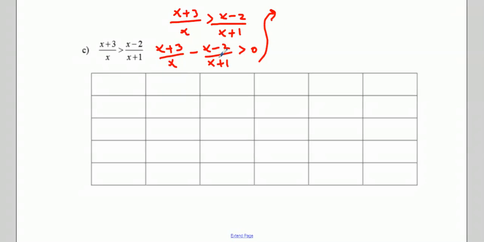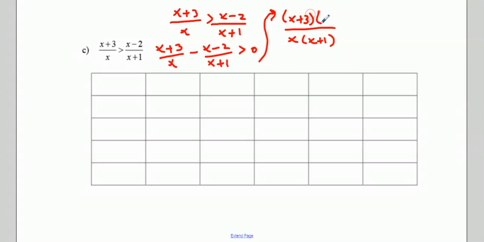Now, I'm going to combine these. The common denominator is x times x plus 1. The common denominator is not x plus 1. This x is not a factor of x plus 1. So you have to have both of these together as the common denominator, the lowest common denominator. So what do I have to multiply x by to get x times x plus 1? Well, obviously x plus 1. So that's what I have to multiply this numerator by.